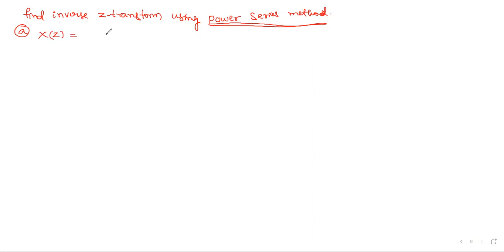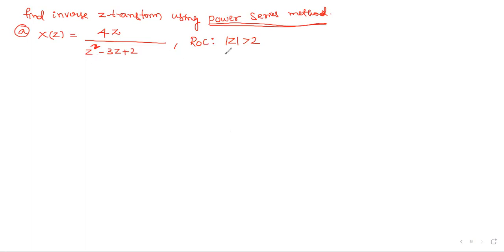X of z is equal to 4z divided by z square minus 3z plus 2. So they gave the polynomial here, z square minus 3z plus 2. Now whenever you are seeing the question, definitely they will give the ROC. What is the ROC they gave? That you need to check. Mod z greater than 2. Whether they gave greater than or less than, that is the only important thing here, nothing else.